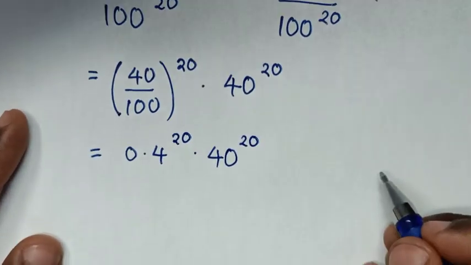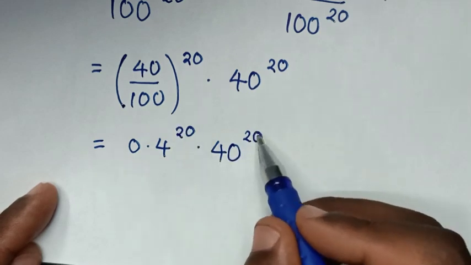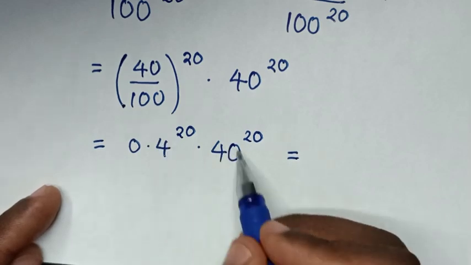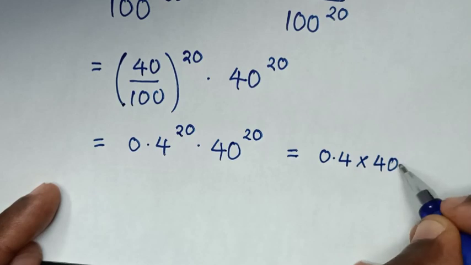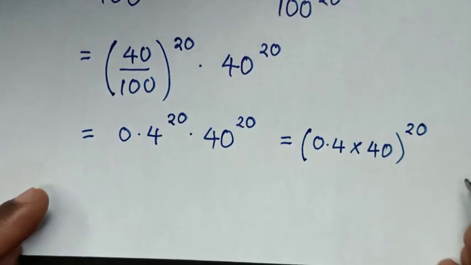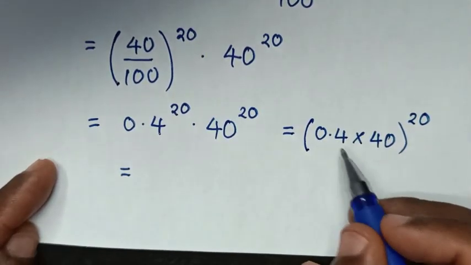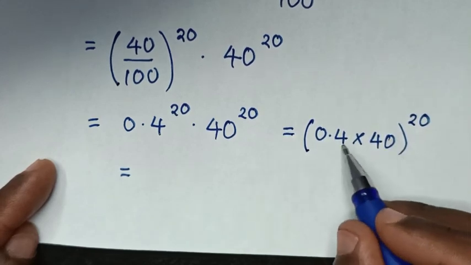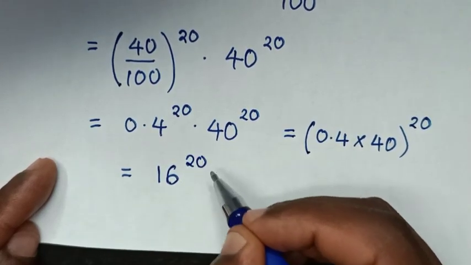Now here is multiplication of exponents with the same power of 20, so we multiply these bases. So it will be 0.4 times 40, then bracket, same power of 20. So it will be equal to 0.4 times 40. This point will cancel this 0. So 4 times 4 is 16, then power of 20.